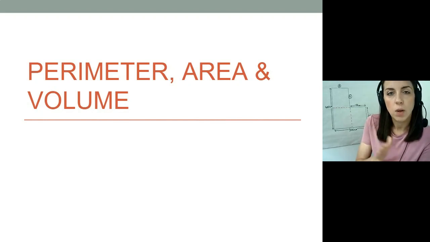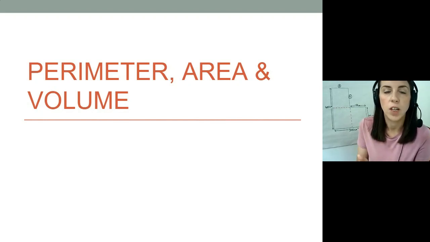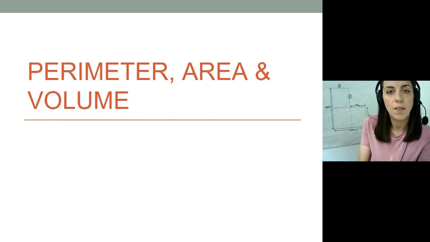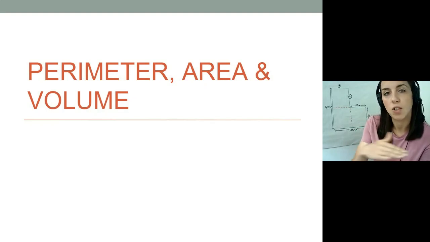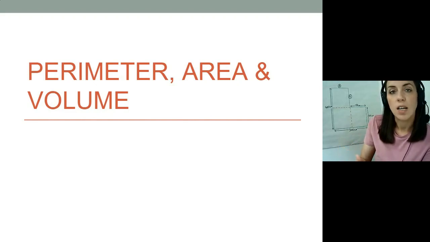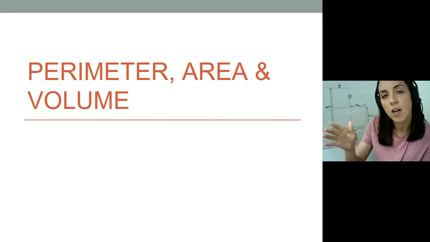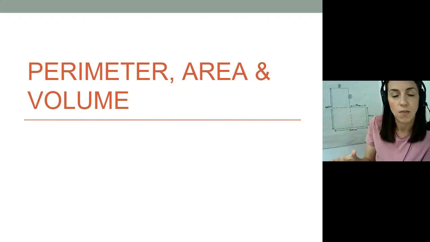The difference between level 1 and level 2 when it comes to perimeter, area and volume is the shapes. So at level 1, you'll be working with shapes that have straight edges and corners. So squares, rectangles, cubes, that sort of thing. At level 2, it's then increased when you're looking at curves and circles. That's when pi comes in, for example.